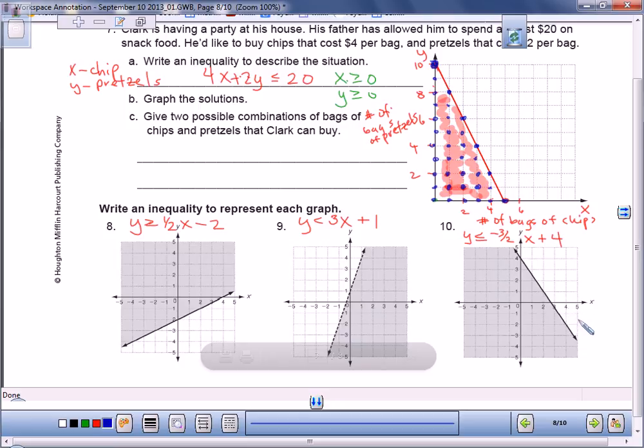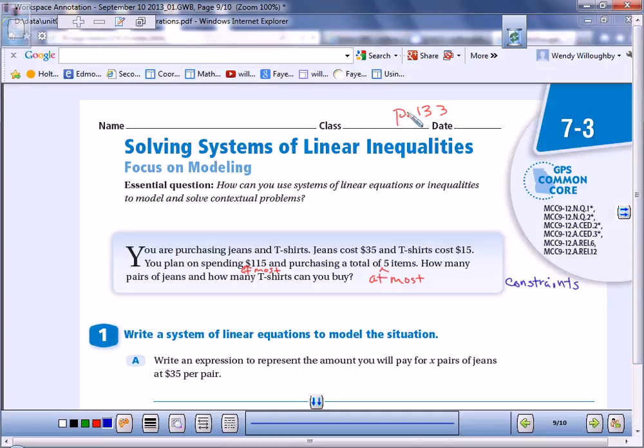All right. Flip on over to page 133 in your book then, and we're going to change this a little bit. And then we're going to set up the problem. You're purchasing jeans and t-shirts. Jeans cost $35 and a t-shirt costs $15. You plan to spend $115.